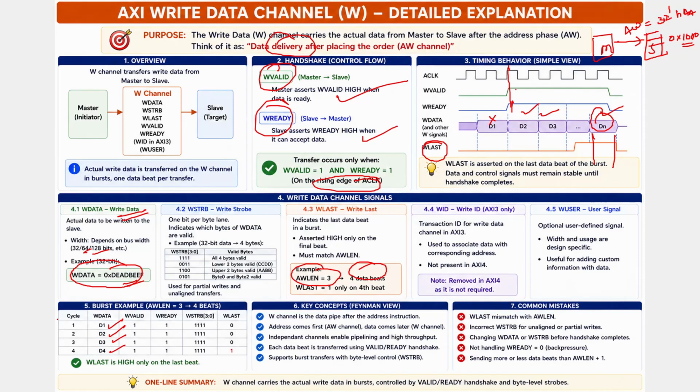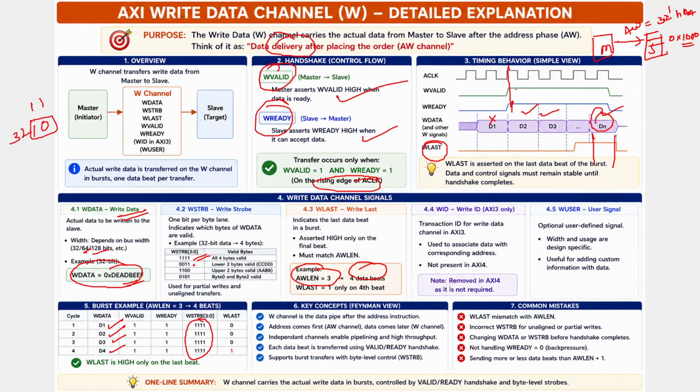Based on that, valid and ready signals should be high, and I am transferring my data. All ones means all bytes of data are valid. Sometimes I place 1010. See here, an example of the write strobe signal. What we are seeing here, all ones means all bytes of data are valid. And then 0011, this is beat 0, 1, 2, 3. So here 1 1 I got.